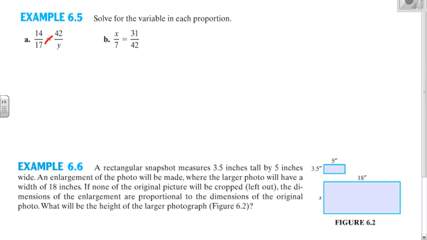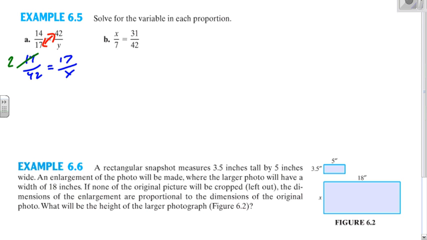If you remember that you can exchange the means, so if you do that, you'd have 14 over 42 and 17 over y. 14 over 42 can be reduced. They can both be divided by 7.